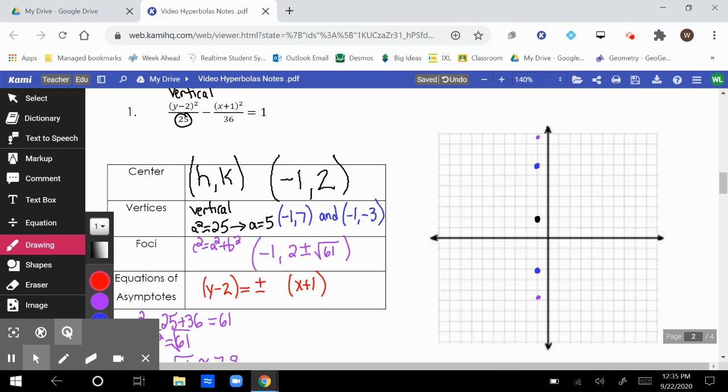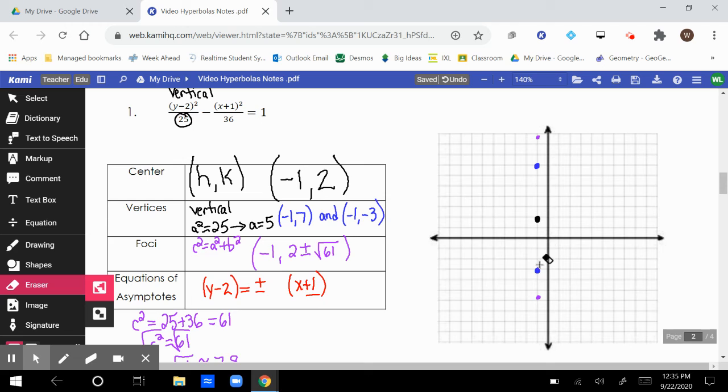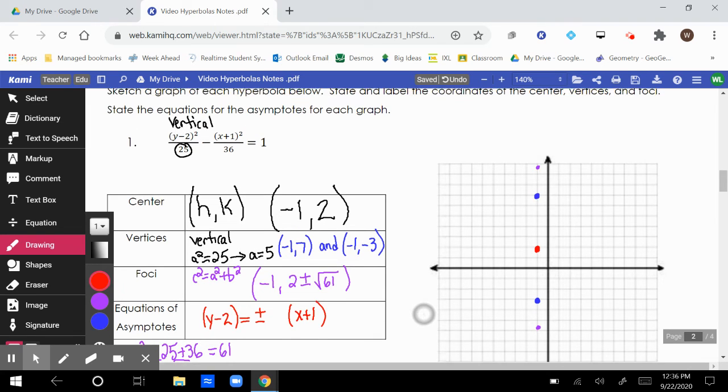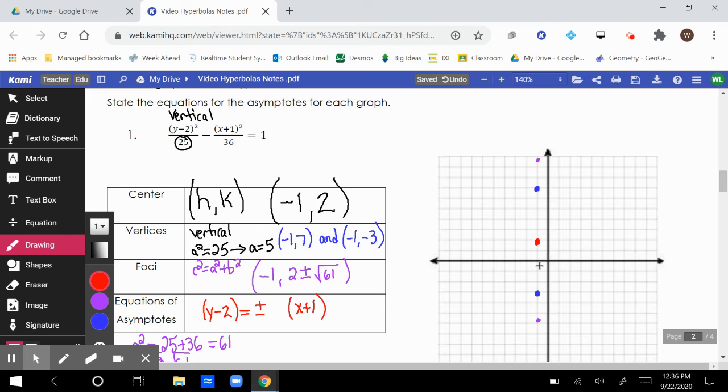Now your slope. Point slope form: y minus y1 equals m times x minus x1. You fill in one point that you know is on the line, which we used basically (-1, 2). That point is the center point, which is shared by both asymptotes. Both asymptotes are going to cross at that center point. But now we have to figure out the slope, and the method you use is to draw a box. I have that a equals 5, that was under y, and b, the square root of 36, is 6.